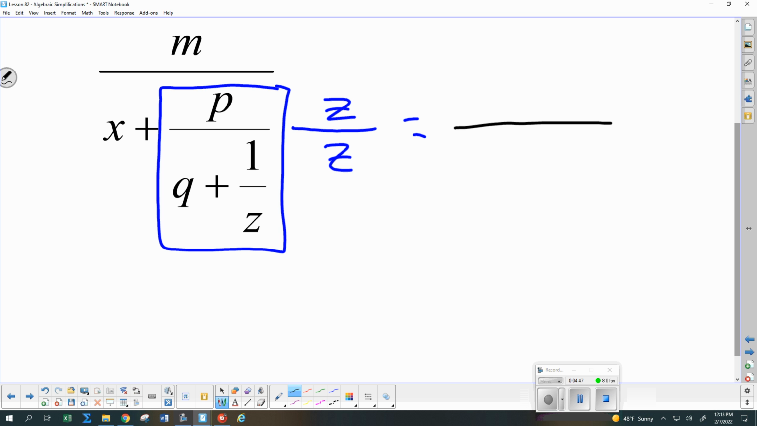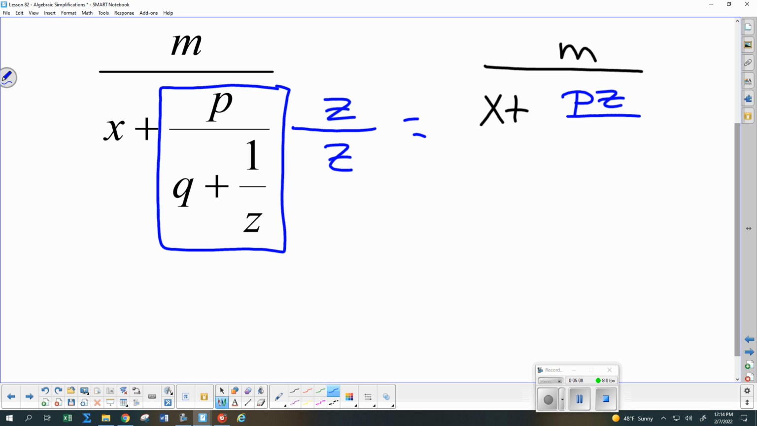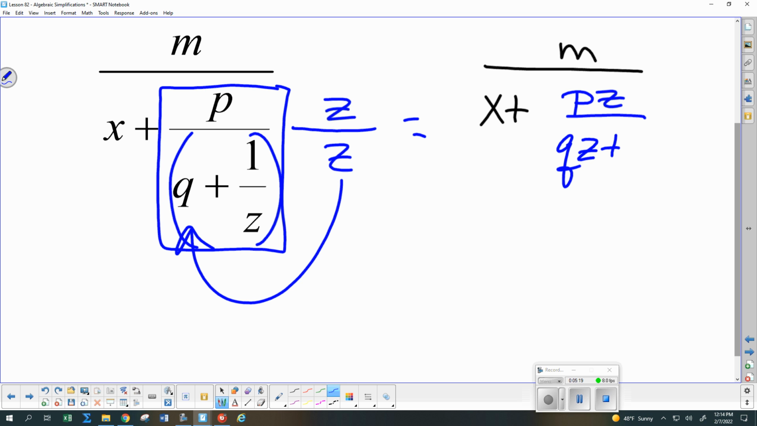So I'm going to, for now, not worry about the m up in the top. So I could write that a little bit more even with the way it already started. And I'm also not worrying about the x plus just yet. What I am taking care of is the box times z over z. So multiply the numerators. P times z is pz. Parentheses around this denominator because it had a plus sign in it. Distribute the z, and I have qz plus z times 1 over z is z over z, or plus 1.